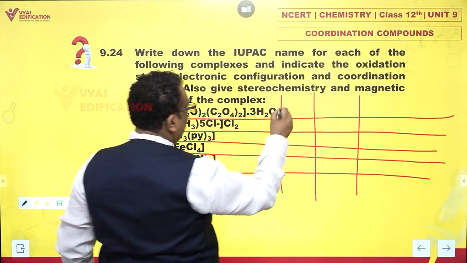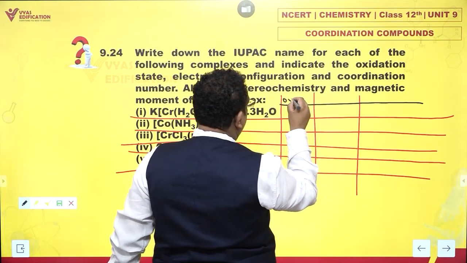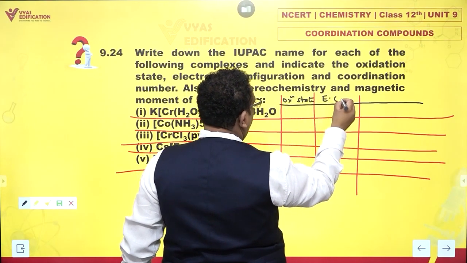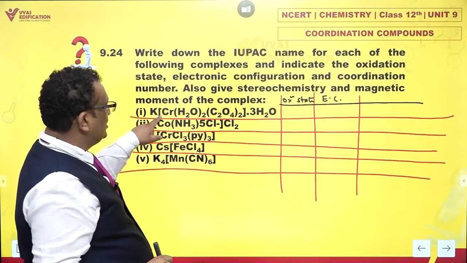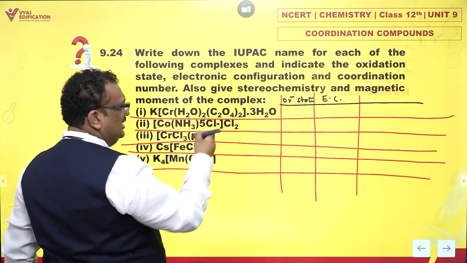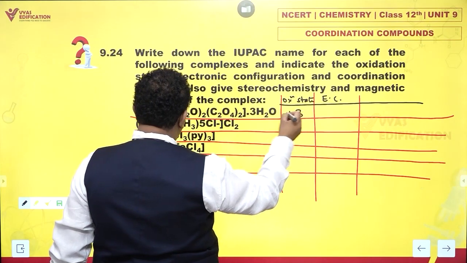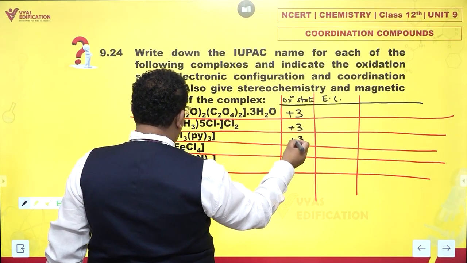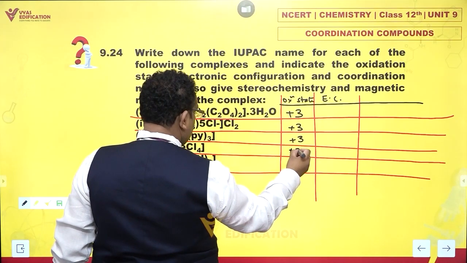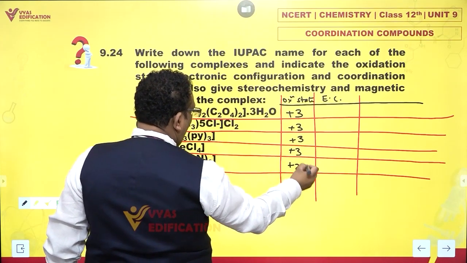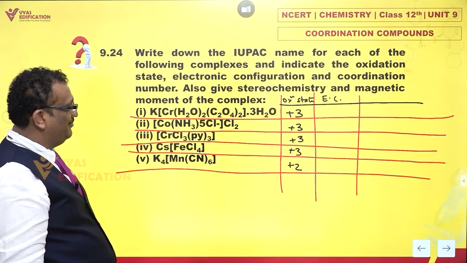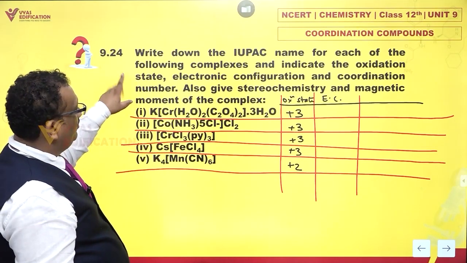Oxidation state and electronic configuration. This is chromium plus 3, as we already mentioned while naming. Cobalt is plus 3 here. Chromium is again plus 3 here. Iron is plus 3. Fascinating. Out of 5, 4 of them are plus 3 complexes. Perfect. One job done, oxidation.